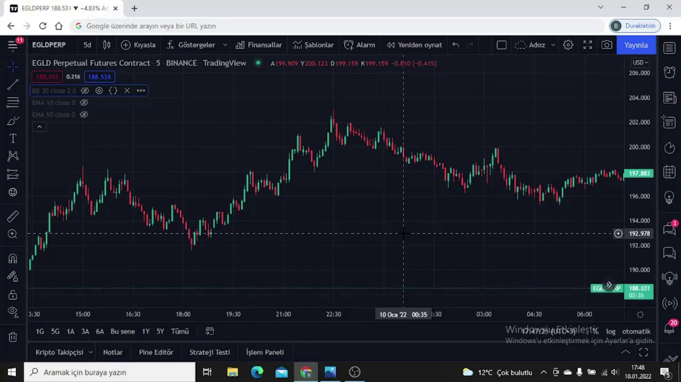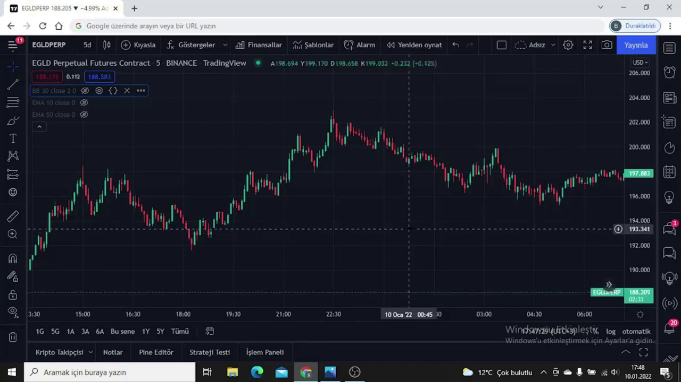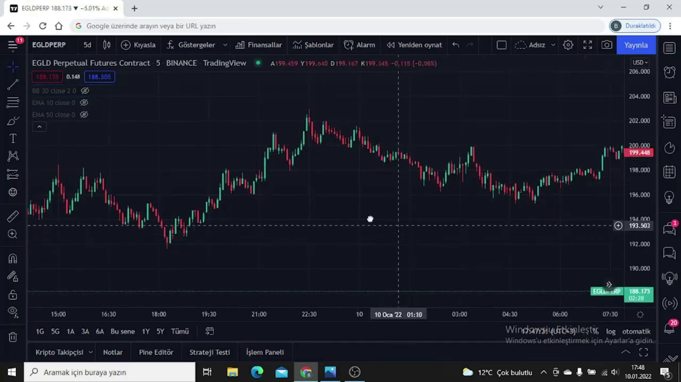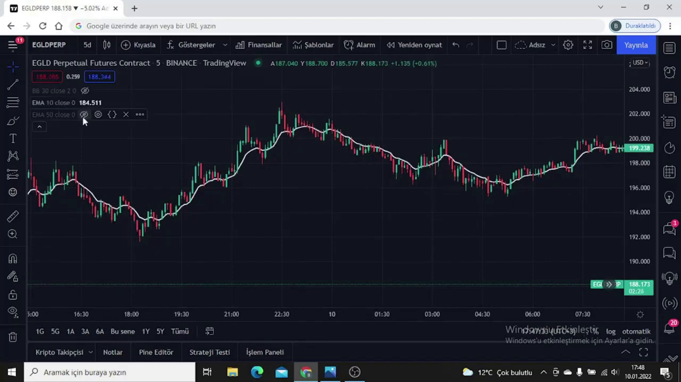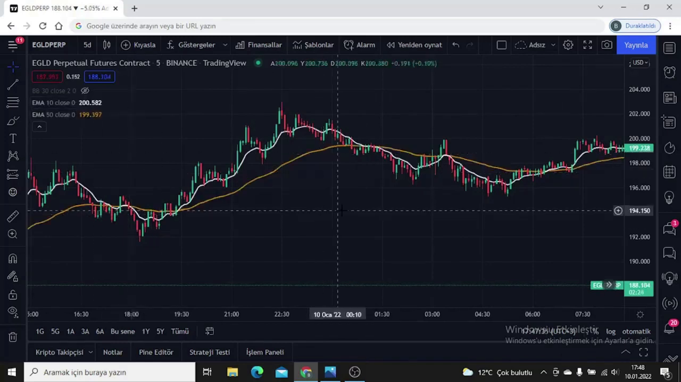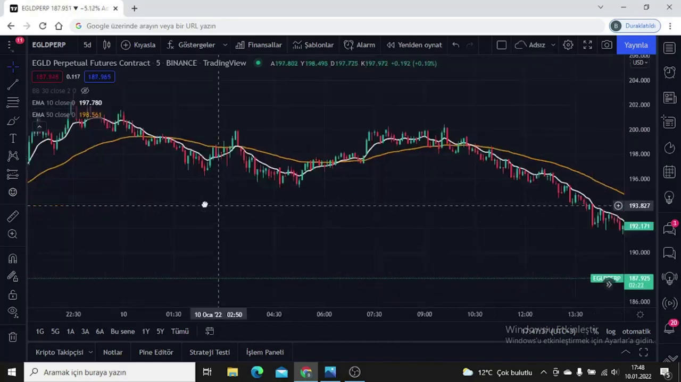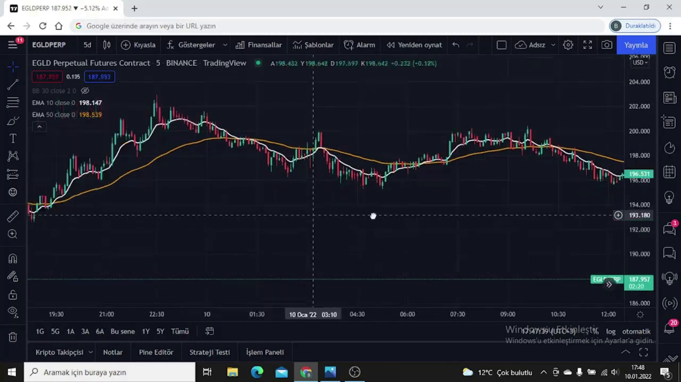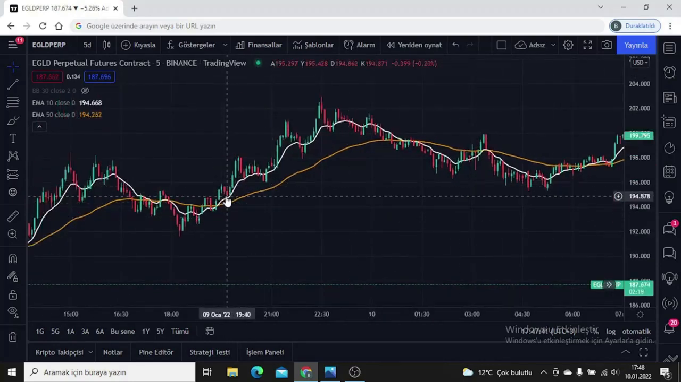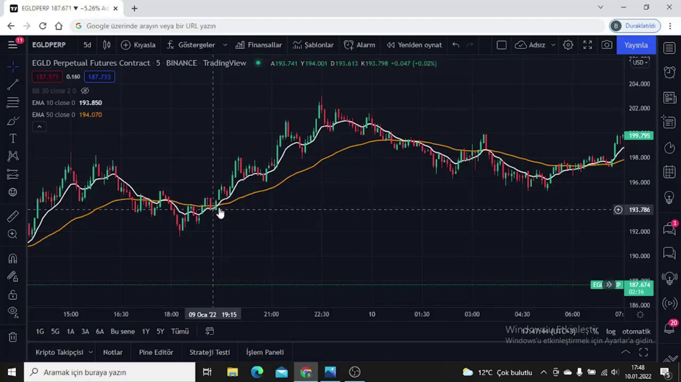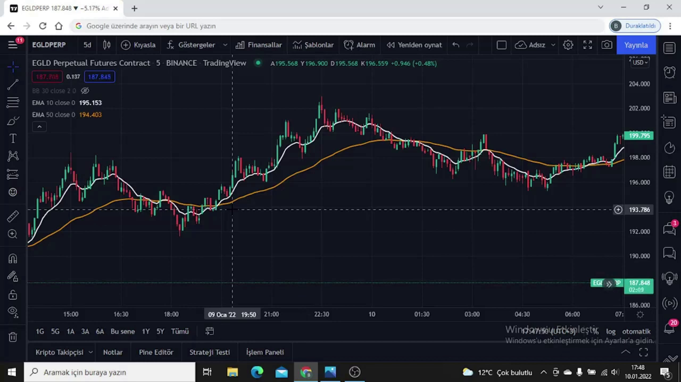Now, with your permission, I move on to our training video. At first, I open up the 10 moving average and 50 moving average indicators. Guys, as you can see, the white one is the 10 moving average. The mustard yellow one is the 50 moving average. What was the rule for moving averages? When the small moving average intersects the large moving average upwards, a new trend is expected. So we wait for an uptrend to start.